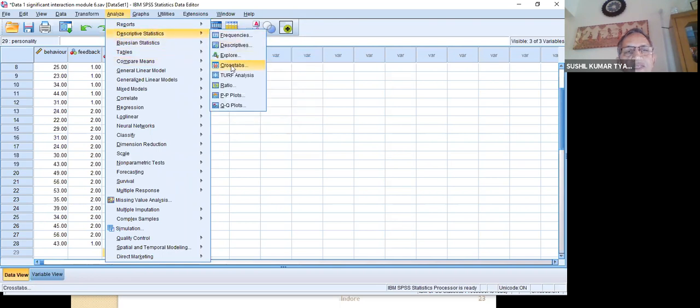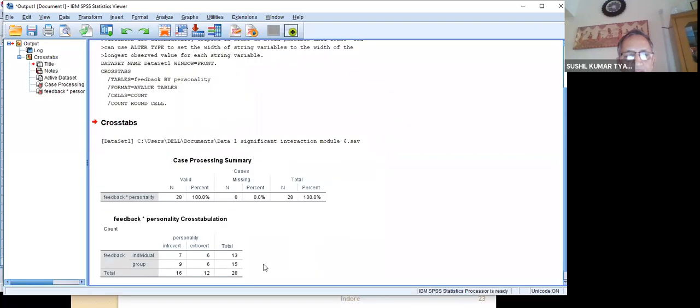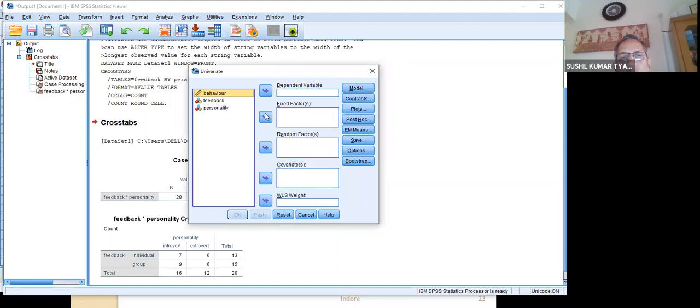The descriptive statistics, cross tabulation, feedback, personality. Okay. So the sample sizes become 7, 9, 6, 6. It becomes a little unbalanced. Sample size is not equal. Now, let us see how to proceed in this case. General linear model, behavior, feedback, personality.